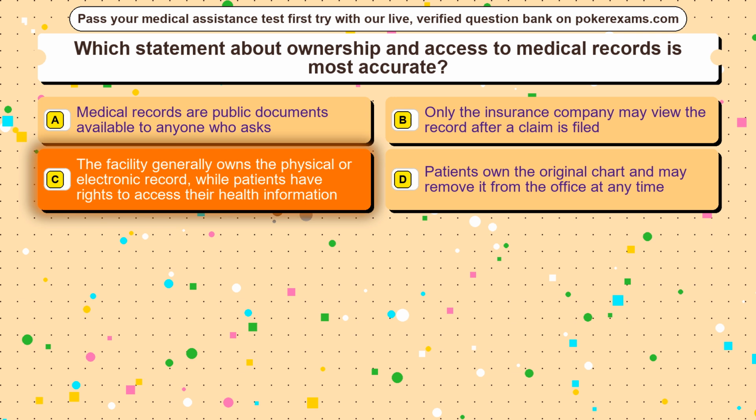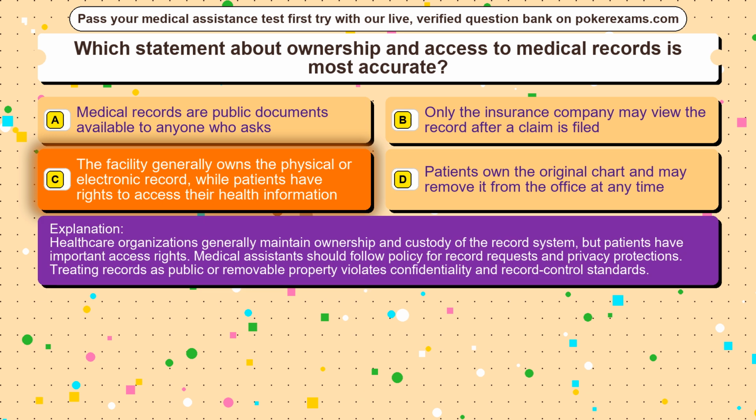The facility generally owns the physical or electronic record, while patients have rights to access their health information. Healthcare organizations generally maintain ownership and custody of the record system, but patients have important access rights. Medical assistants should follow policy for record requests and privacy protections.